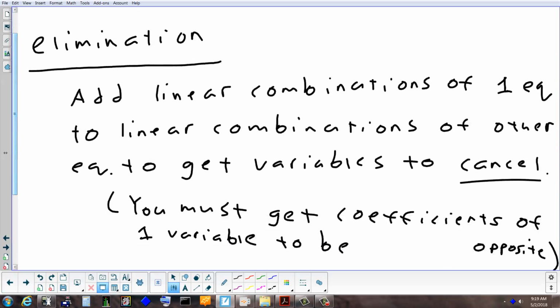Technically, you could get them to be the same or opposite, but I want you guys to just think of it as being opposite, and then you add them. If they were the same, you would subtract them, because subtracting 2 things that are the same gives you 0. Adding 2 things that are opposite gives you 0. But it's easier to think of it just that way.